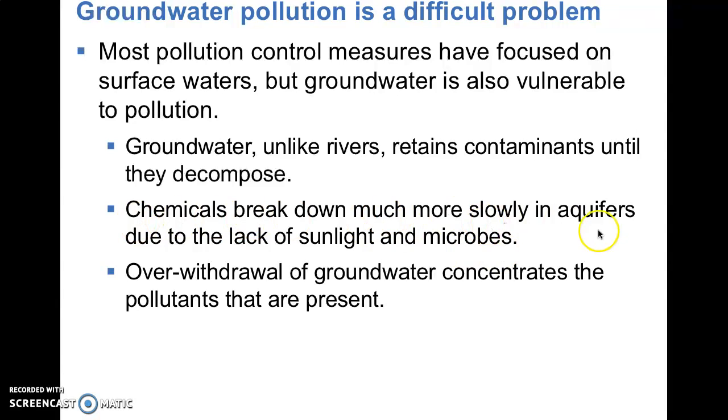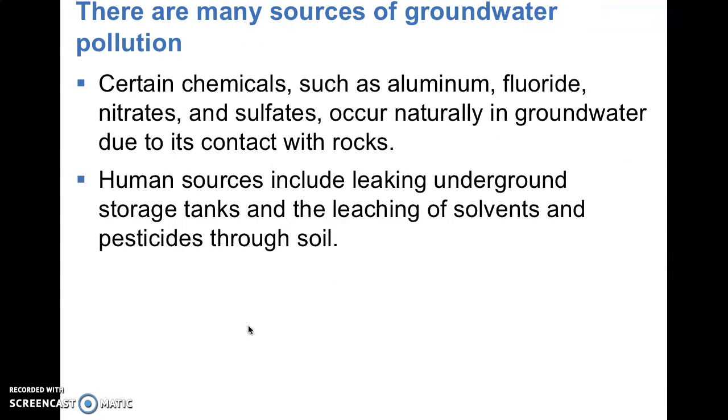And chemicals break down much more slowly in aquifers because there's less sunlight and microbes. The heat is encouraging the bacteria to do it, and there's less of those in groundwater than in surface water. Over-withdrawal of groundwater also concentrates the pollutants that are present. We're sucking out the groundwater and leaving the pollutants behind, which is increasing their concentration.